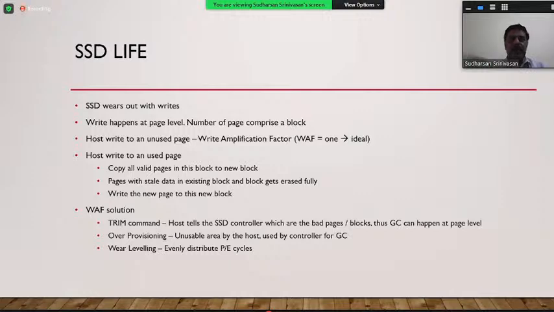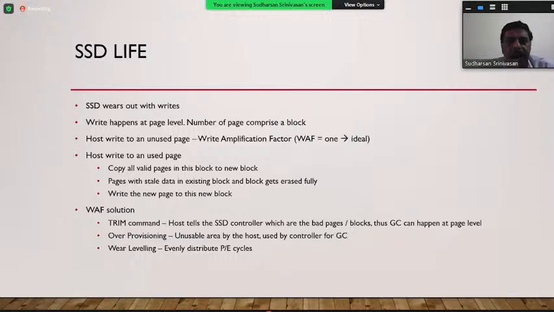Okay, I think most of this I spoke here. Okay, I think I already spoke this slide, so I'm not going to talk in detail again.